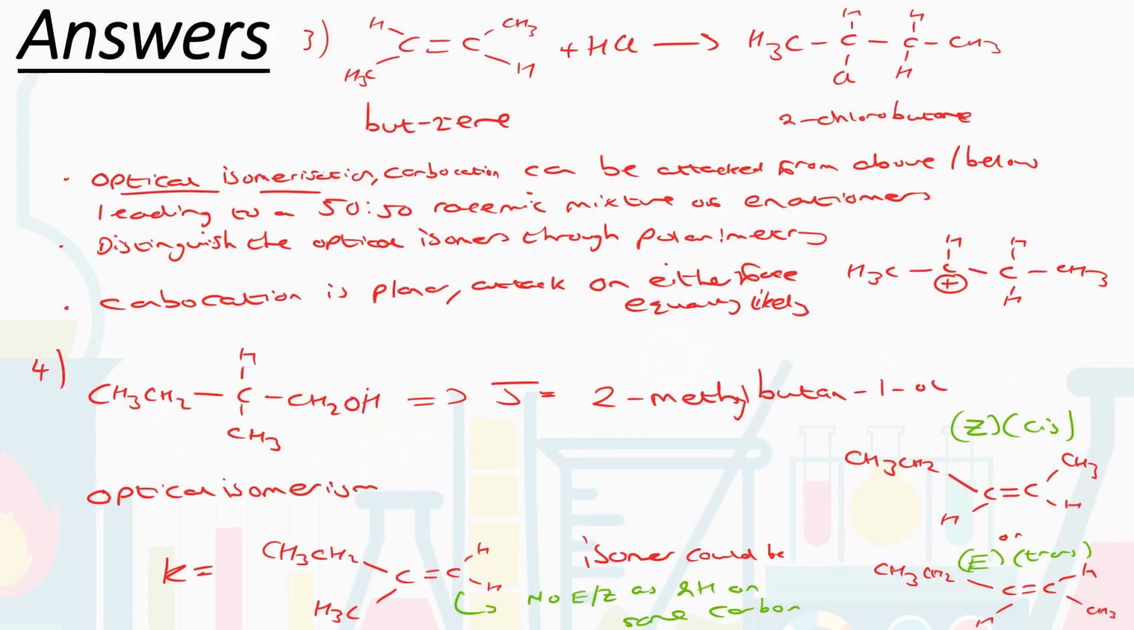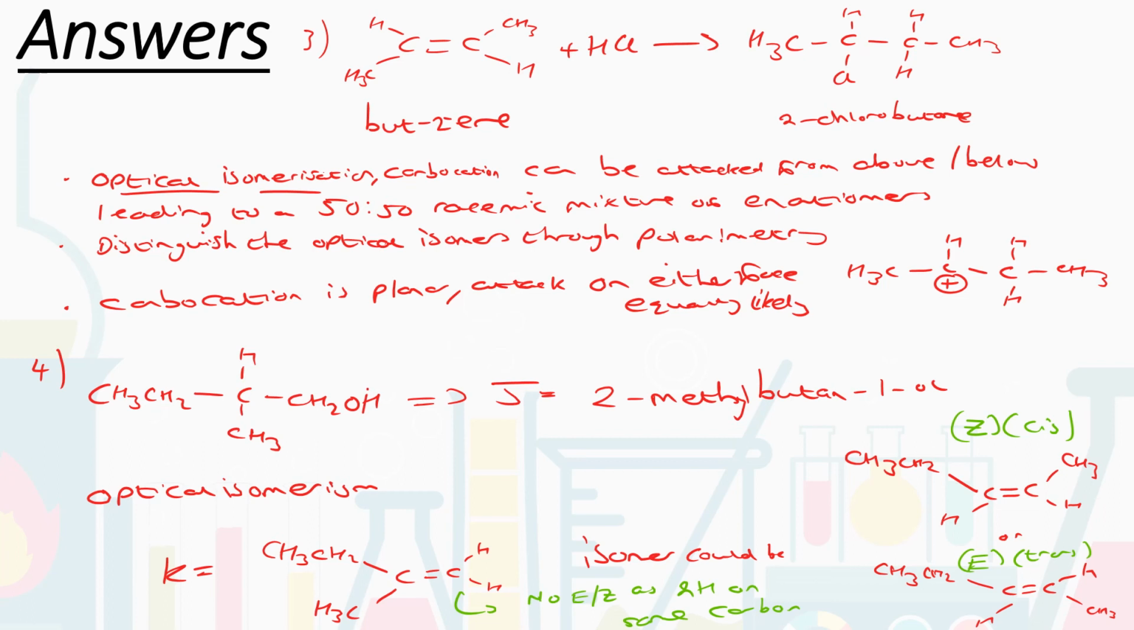So the first question here was telling us about a reaction of butene with hydrogen chloride, and this formed a racemic mixture of the stereoisomers of 2-chlorobutane. So to name the type of stereoisomerism, well, this is optical isomerism, and give the meaning of the term racemic mixture. Well, a racemic mixture is a 50-50 mixture of enantiomers, of optical isomers.